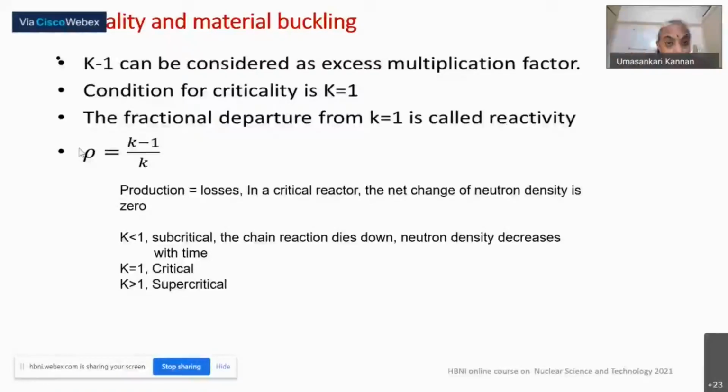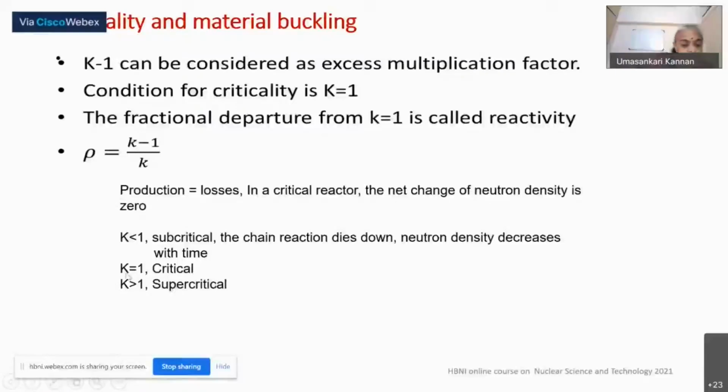And then we have seen what is the condition of criticality. So when production and losses are balanced in a critical reactor, there is no net change of neutron density, or the net change of neutron density is 0. So if K is equal to 1, it is the condition for criticality. If K is less than 1, as I just now mentioned to you, the neutron population will keep on dying down. And so therefore, it is called subcritical. The chain reaction dies down and the neutron density decreases with time.